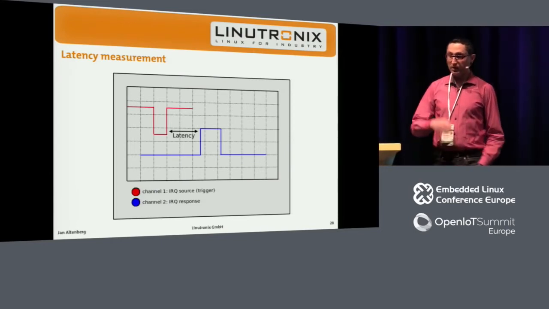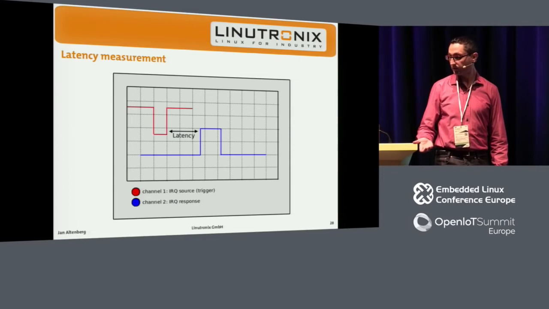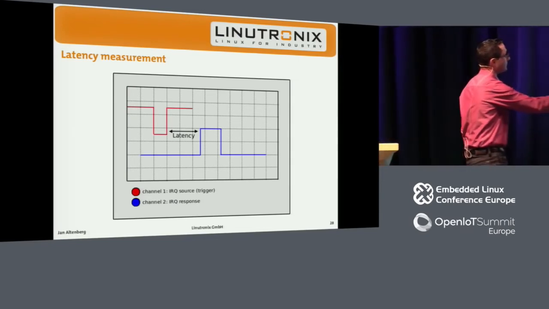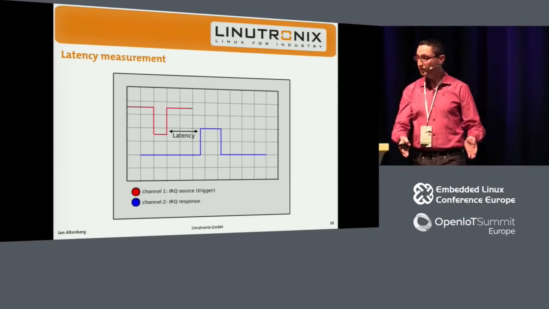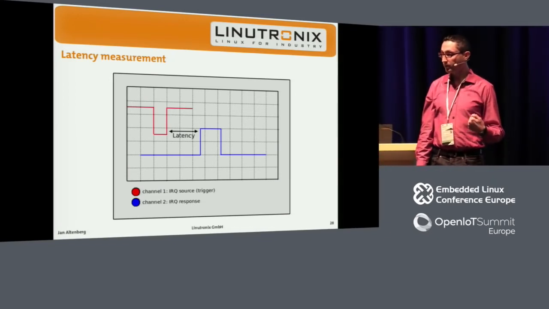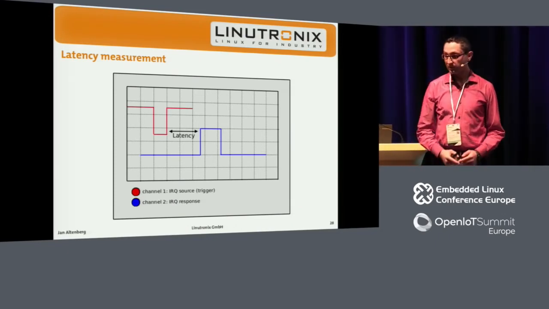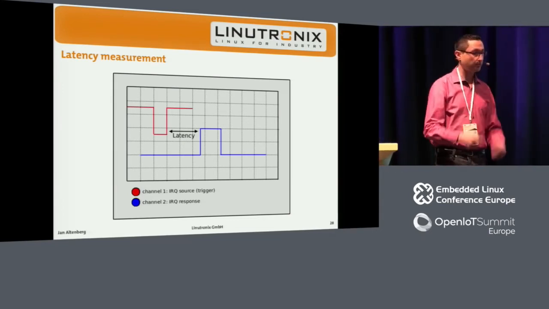This box can fire interrupts at a pre-configured frequency, in our case 10 kilohertz. It has an output pin triggering a signal. You send this signal to your test system. Your test system needs to trigger a pin, which is connected to an input pin on the latency box. And the latency box will just measure the time in between and record all the samples.